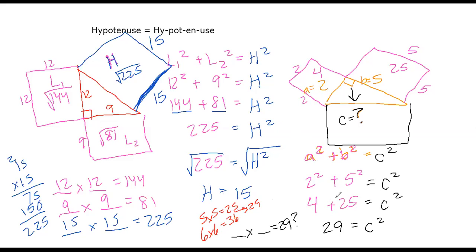So to find the answer for the hypotenuse, c squared, you take the square root of c squared, and you take the square root of 29. And your final answer is the square root of 29, because the square root of 29 is somewhere between the square root of 25 and the square root of 36. Any questions?